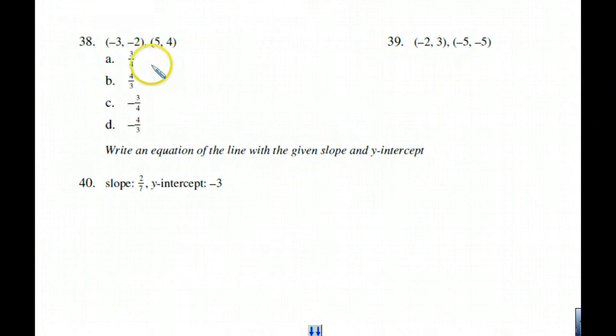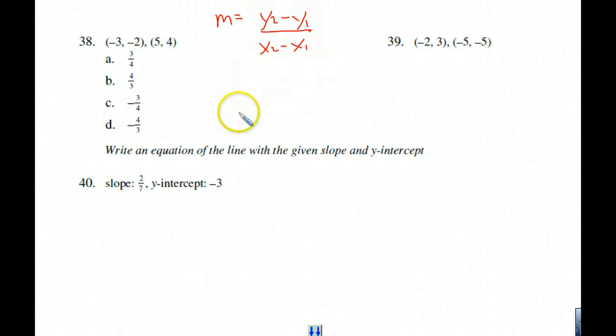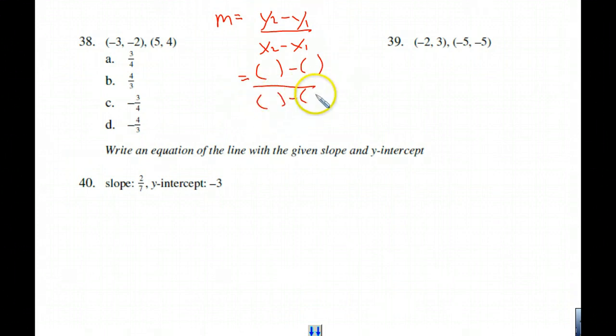38, I think we're supposed to find the slope. Alright, so we have a formula that says find how far apart the y's are from each other. And that should be over how far apart the x's are from each other. Alright, so if we plug it in, it's a good idea to use parentheses here just in case of negatives. So the y's, which are negative 2 and 4, and the x's, which are negative 3 and 5, let's see what we get here.